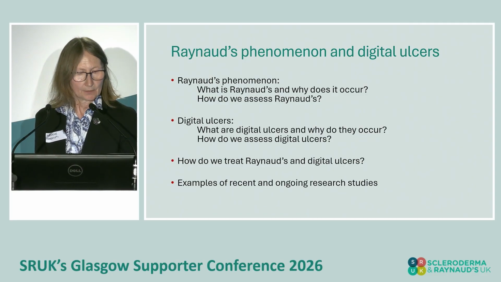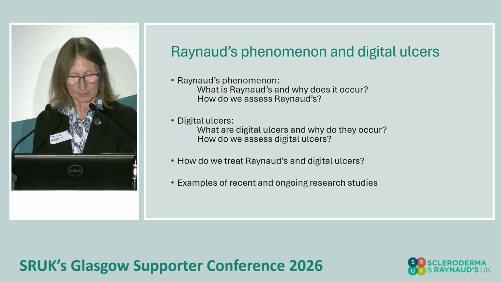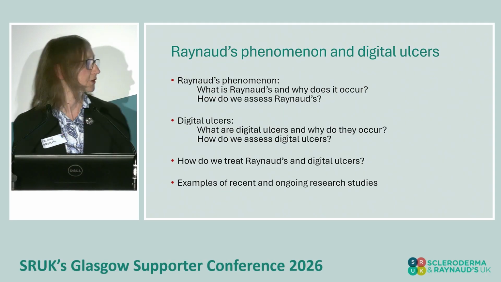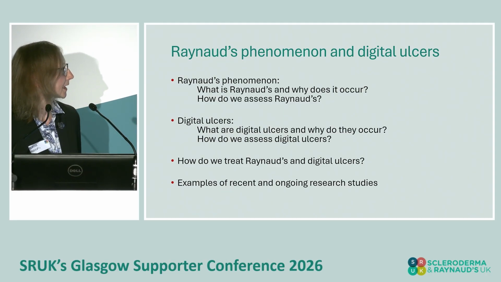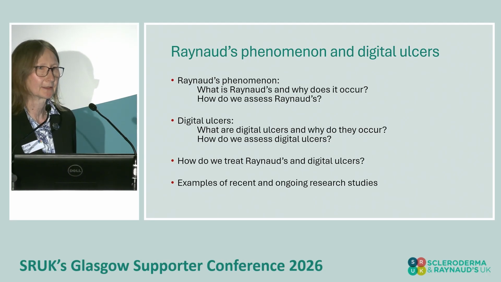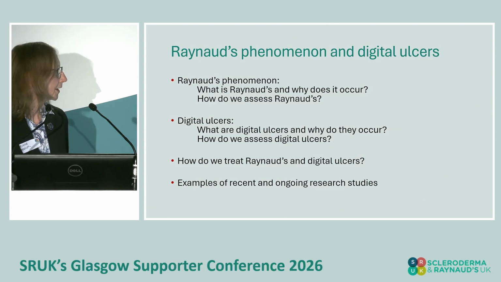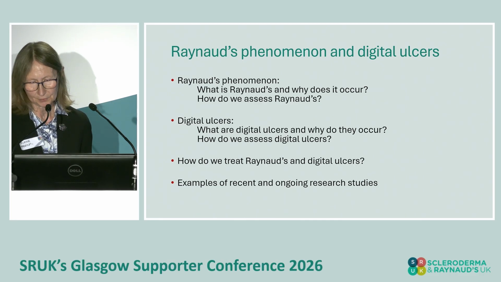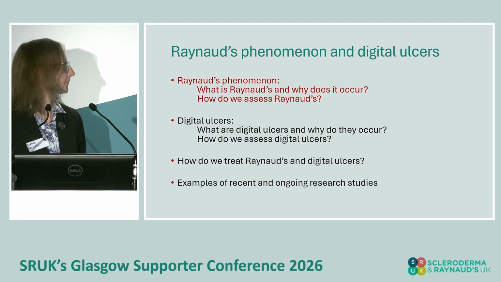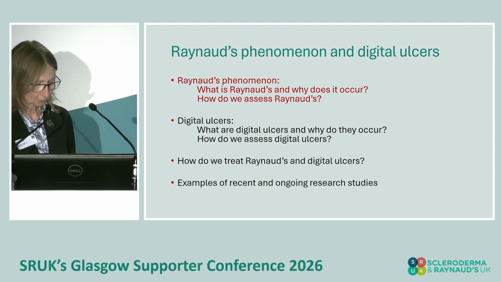Now, I'm going to cover the different points on the slide. I'm going to talk about Raynaud's phenomenon first. What is Raynaud's exactly, and why does it occur, and how do we assess it? The same for digital ulcers. What exactly are digital ulcers, and why do people get digital ulcers, and how do we assess them? I want to talk about treatment of Raynaud's and digital ulcers, and finally give a few examples of recent and ongoing research studies. So first of all, Raynaud's phenomenon.